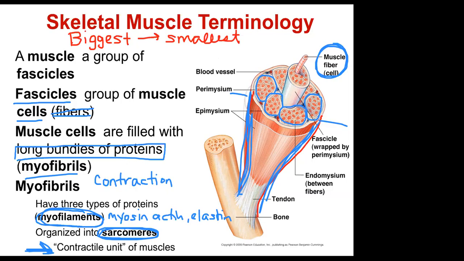So if we go from biggest to smallest, our journey is going to go muscle to fascicle, fascicle to muscle cells, muscle cells to myofibrils, and finally myofibrils to myofilaments, from biggest to smallest.